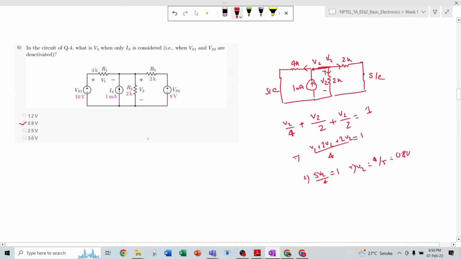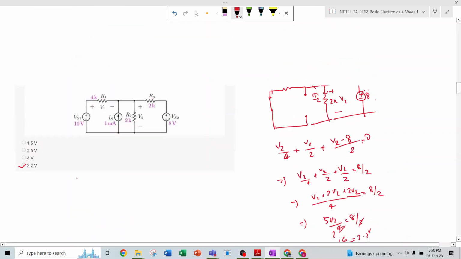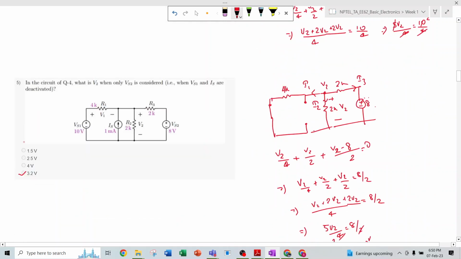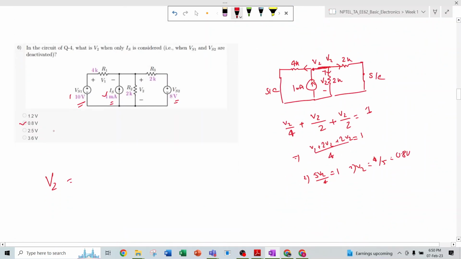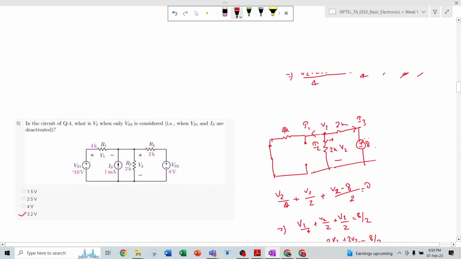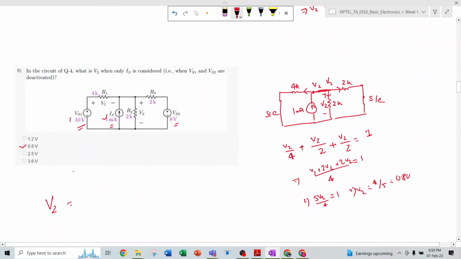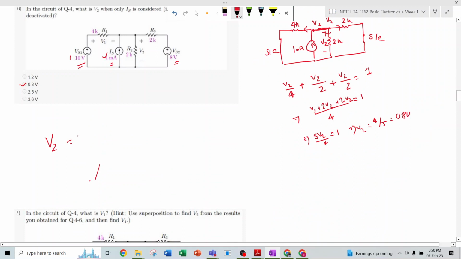so you have to find out the voltage V2. So now the V2, when Vs1, Vs2 and Is are all activated, then the voltage will be nothing but the summation of all the individual contributions. So 2 volt plus 3.2 volt plus 0.8 volt. So this is basically 6 volt.